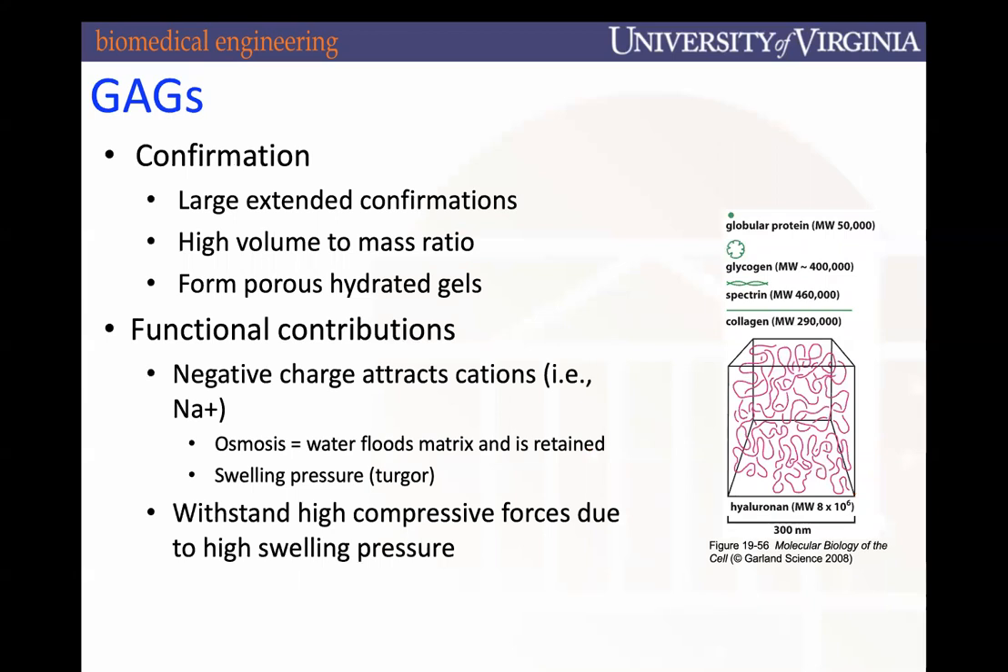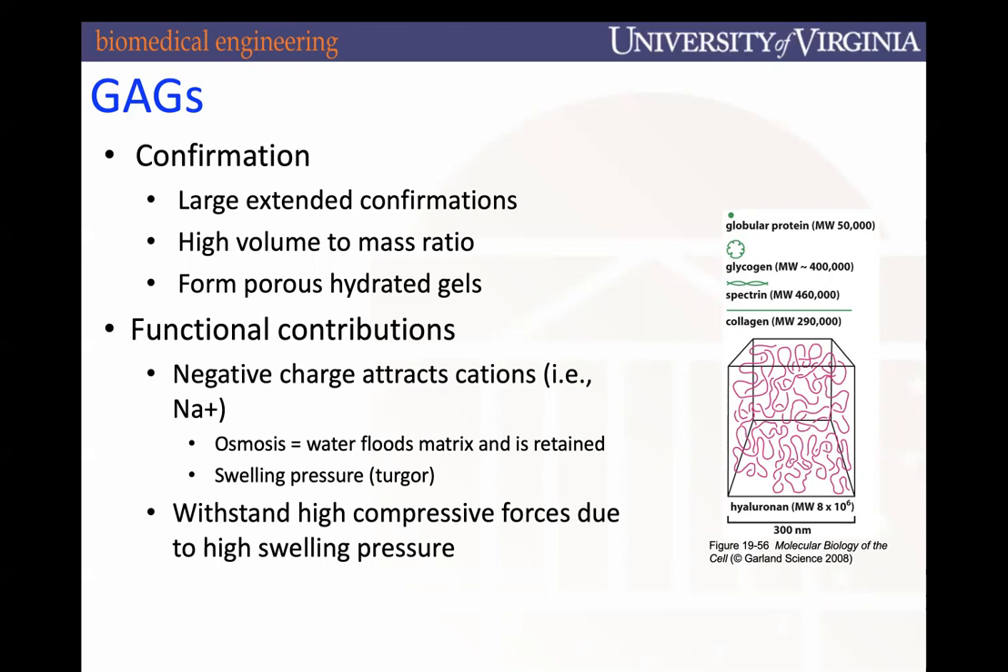So typically GAGs have these large extended conformations. They want to take up as much space as possible. Relative to their mass, they have a high volume to mass ratio. If you imagine riding the bus into grounds, and the really annoying person that takes up a lot of seats, that spreads their legs or arms and is taking up an obnoxious amount of space, that would be a GAG within the connective tissue ECM. Because of their high volume to mass ratio, they are able to form these really porous structures within the collagen networks in our connective tissue ECM.